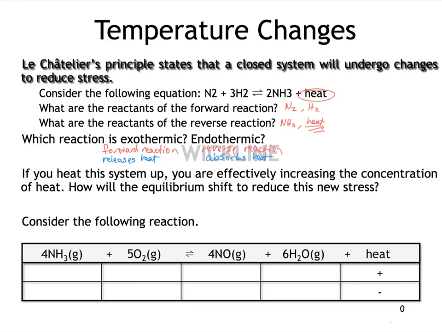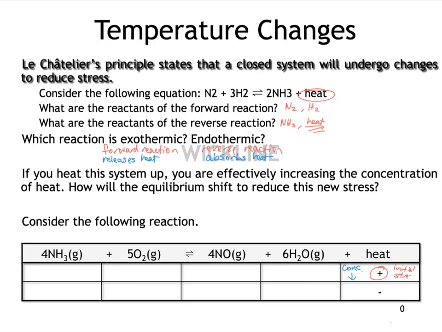So if we heat this system up, we're effectively increasing the concentration of the heat. That's what I'm going to be pointing towards for example number 1 down here. How will this shift the equilibrium to reduce the new stress? So the initial stress is an increase in heat. What Le Chatelier will need to do is to reduce that heat. And that's just because Le Chatelier will always undo whatever the initial stress is.